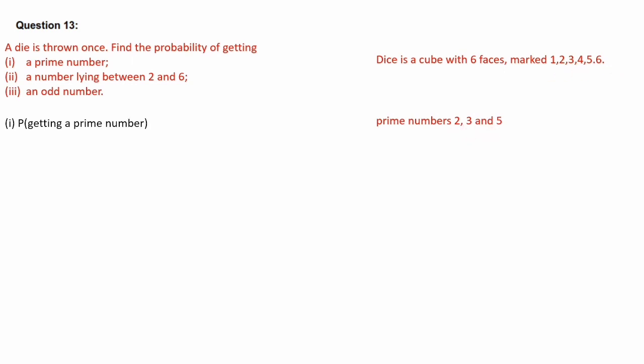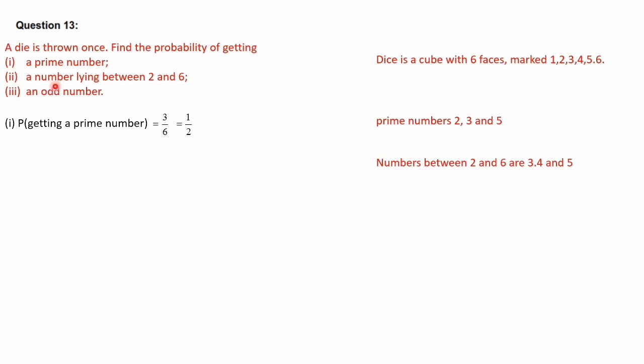So the probability of getting a prime number is favorable outcomes divided by total number of outcomes, that is 3 divided by 6. Here 3 is common in both numerator and denominator. When we cancel with 3, we will get the answer as 1 by 2.